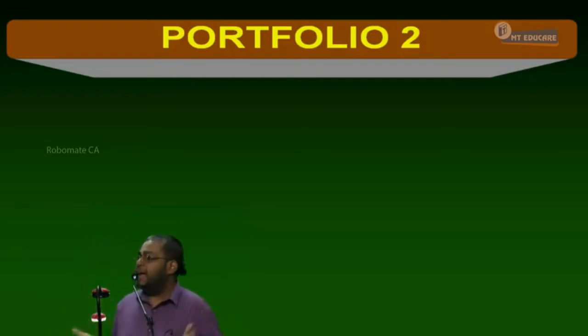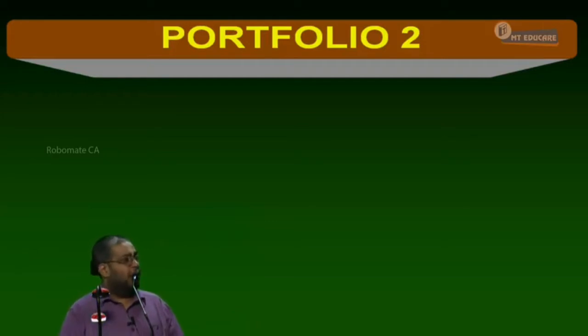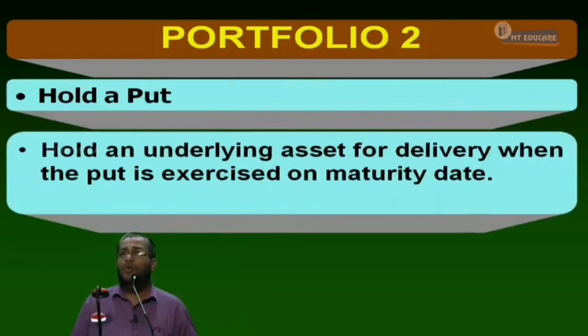In that case, the natural portfolio for a put option holder is holding a put, and also holding a share which can be delivered if the put is exercised. So this is the portfolio of the put option. Yes or no? In that case, hold a put, hold an underlying asset for delivery when the put is exercised on maturity date. Accepting it or not? Now, in that case, tell me, how many assets am I holding here? 2 assets. One is a put option, another is a share.